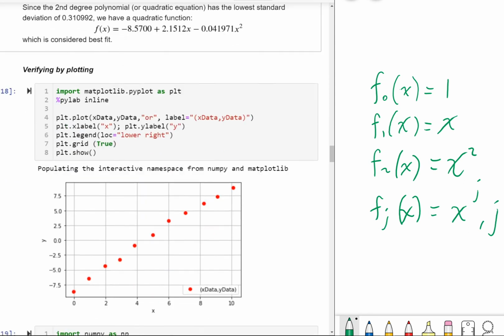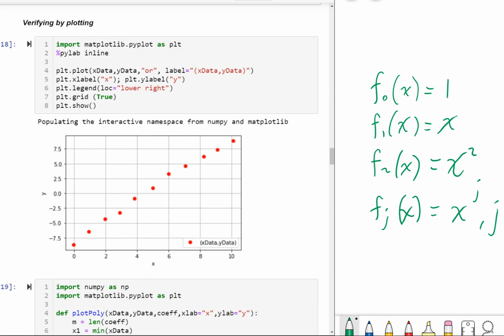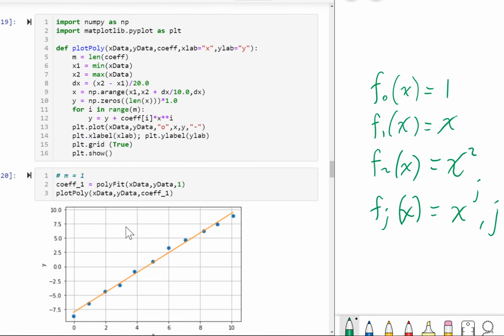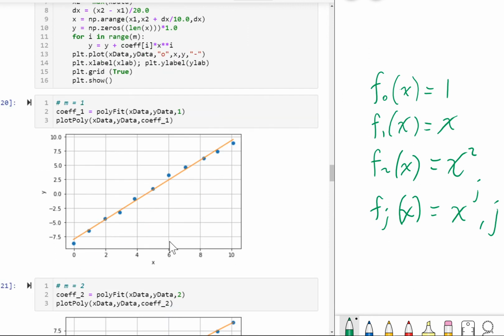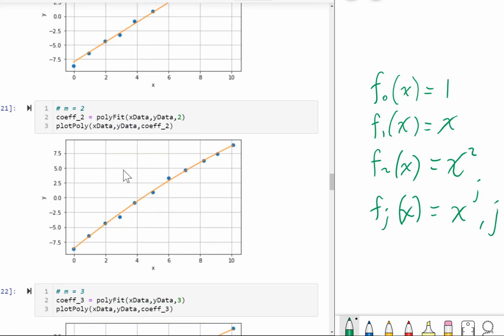Okay, so we can verify by plotting. So I prepared some of the plotting code here. Okay, so this is the data points. So if you notice, you can actually put a straight line. Okay, so first we have m equal to 1, so this is a linear line. Actually it can represent the data points, but if you look at the quadratic equation, I think it's much better.